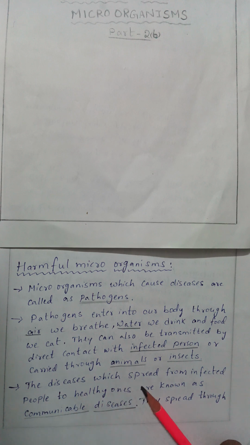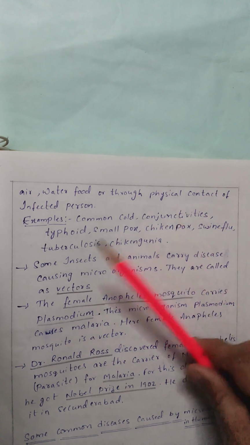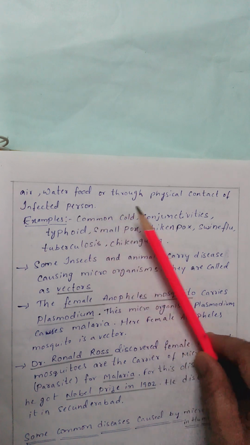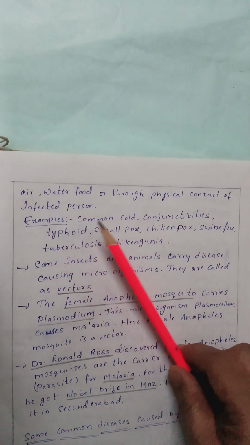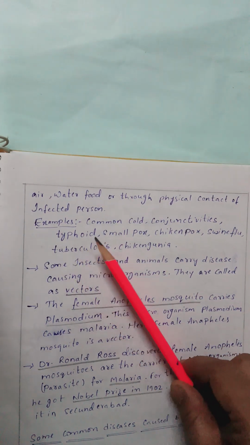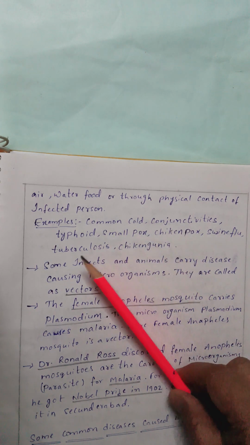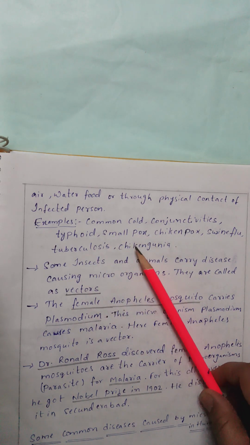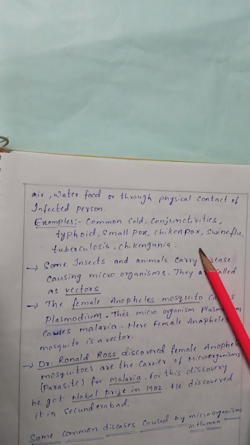The diseases which spread from infected people to healthy ones are known as communicable diseases. They spread through air, water, food, or through physical contact with an infected person. Examples: common cold, conjunctivitis, typhoid, smallpox, chickenpox, swine flu, tuberculosis, and chikungunya.